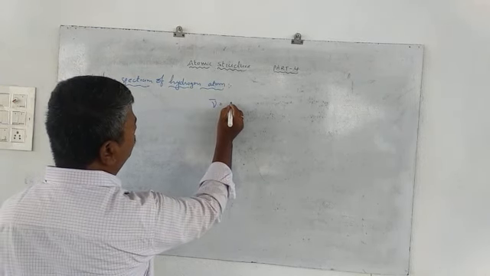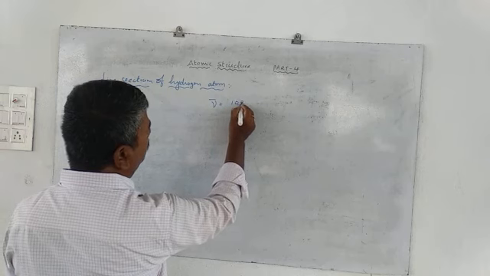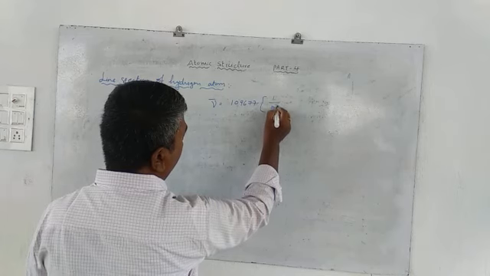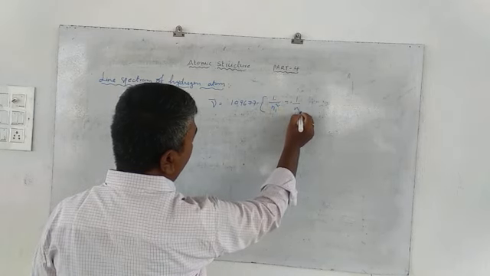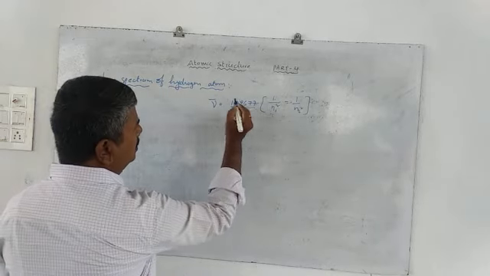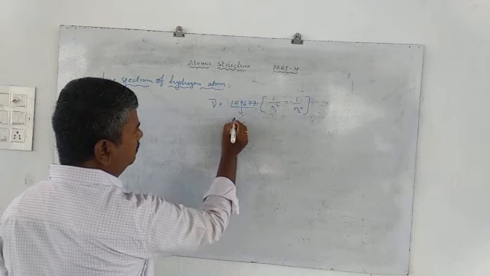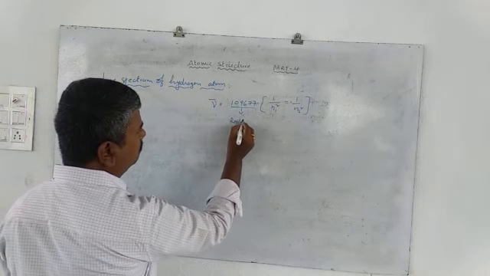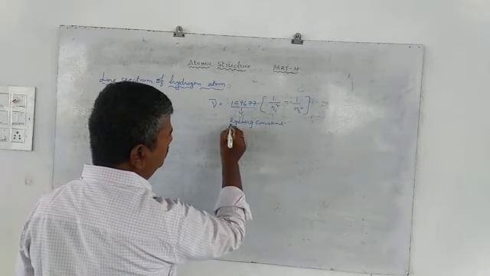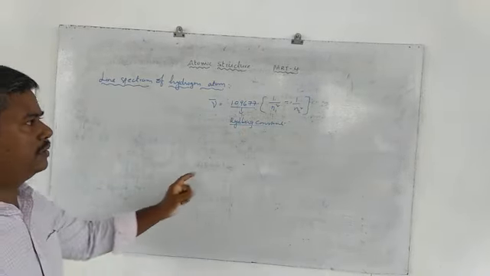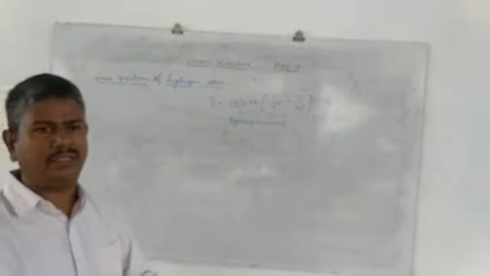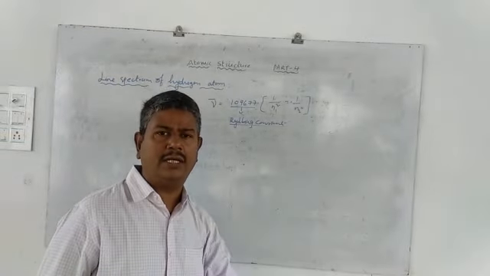nu bar equal to 109677 into (1 by n1 square minus 1 by n2 square). Here 109677 is called the Rydberg constant. Here n1 and n2 are different energy orbits, that is, where the electron revolves around the nucleus in the hydrogen atom.